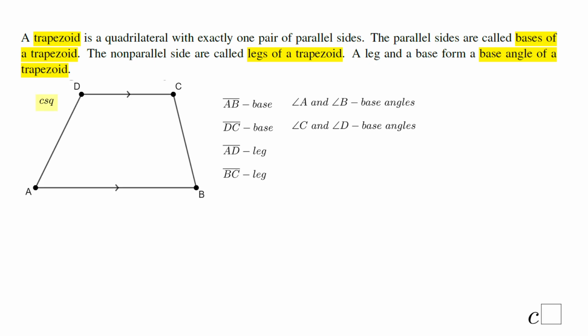The parallel sides are called bases, like AB and DC. The non-parallel sides, AD and BC, are called legs. A leg and a base form a base angle, so these two are what we call base angles, A and B. I'm going to mark them differently, since they are not congruent in this case. And also D and C are base angles.